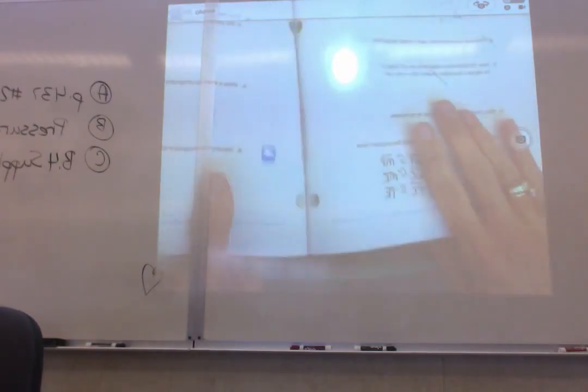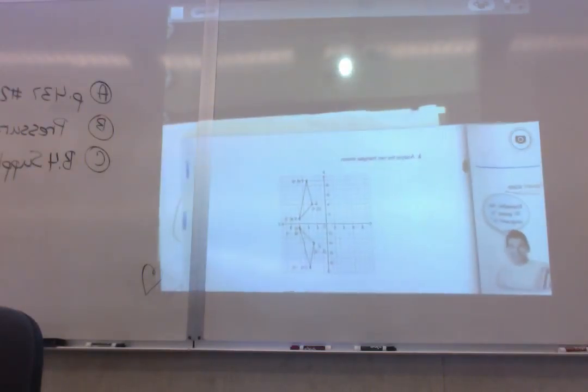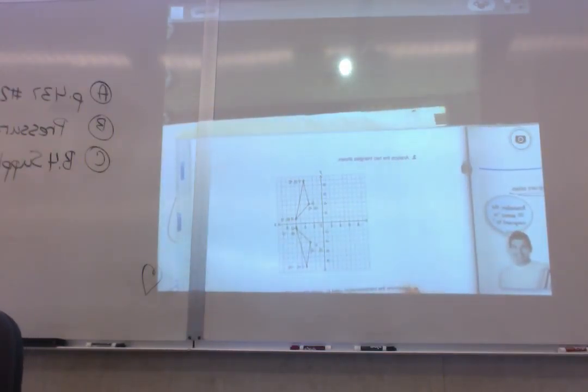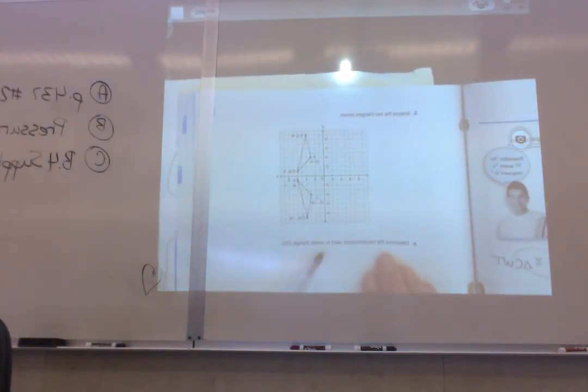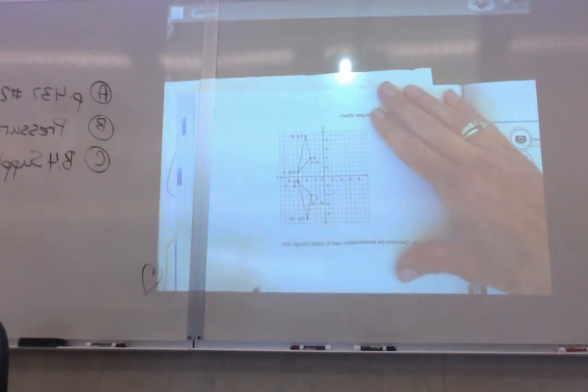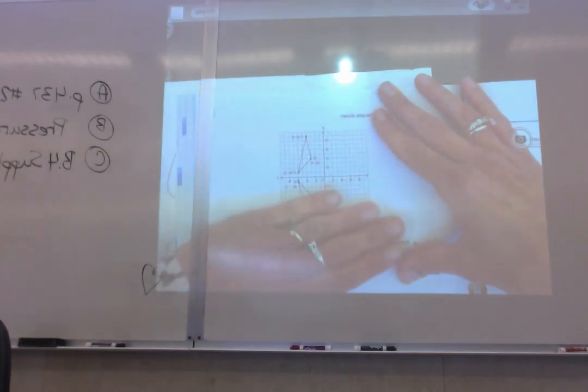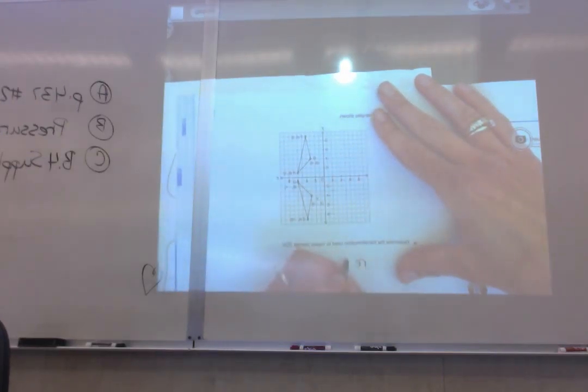Okay, all right, let's see what we have over here. Analyze. Determine the transformation used to create this triangle. What did they do? Translate. This one's the one we were doing yesterday. This is a reflection. Okay, this one's a reflection. They had a triangle up here that they flipped down this way, so reflection.